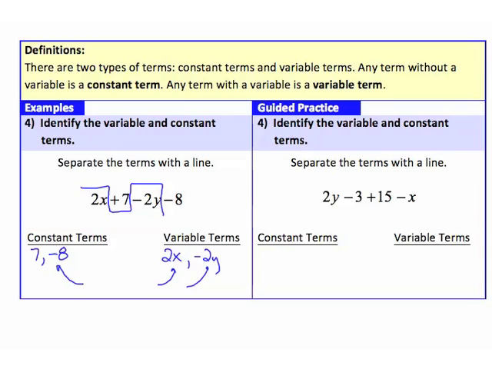Question 4, identify the variable and constant terms. Again, we're going to want to start by separating our terms with a line. Okay, so we've separated our terms out. Now, which of these are constant terms? Those are going to be the ones that don't change. So negative 3 was a constant term, making sure we include the negative sign on that. And positive 15 was a constant term. The variable terms, we have 2y, and also negative x.